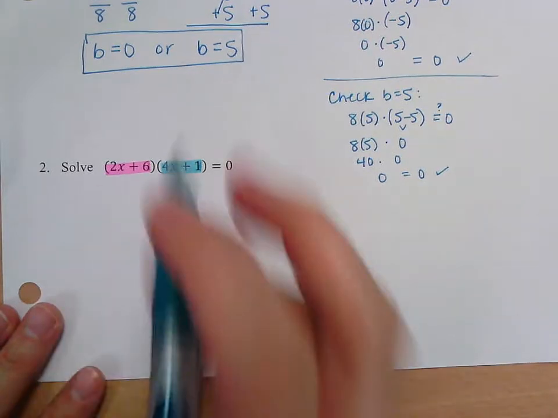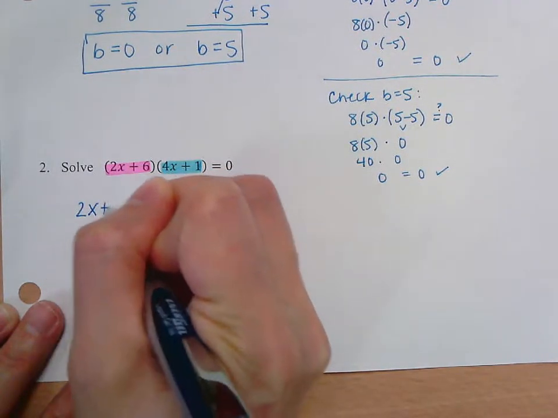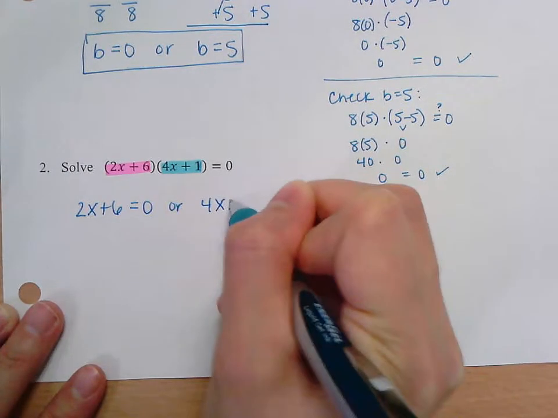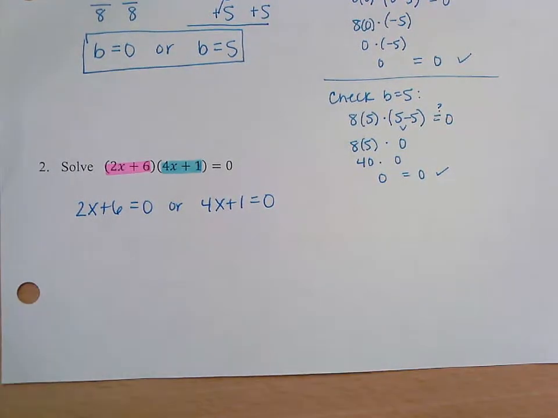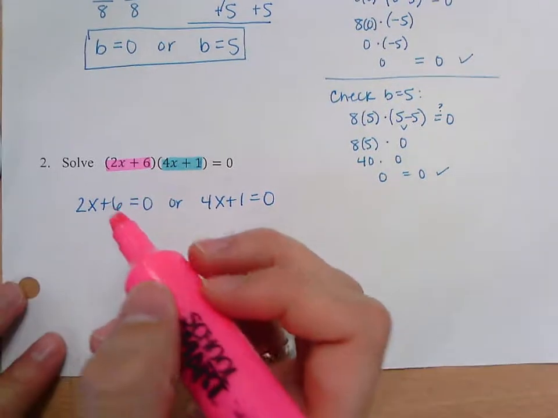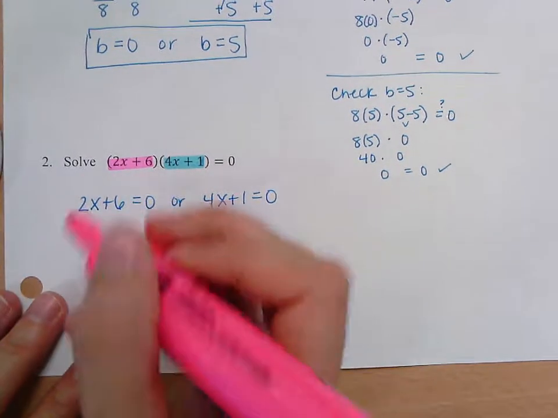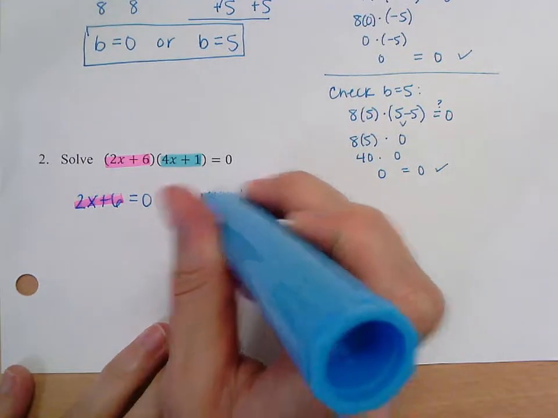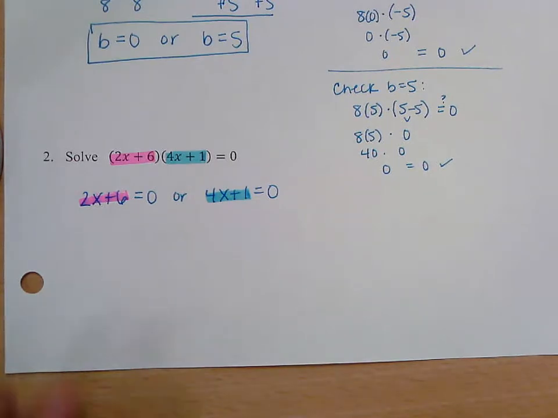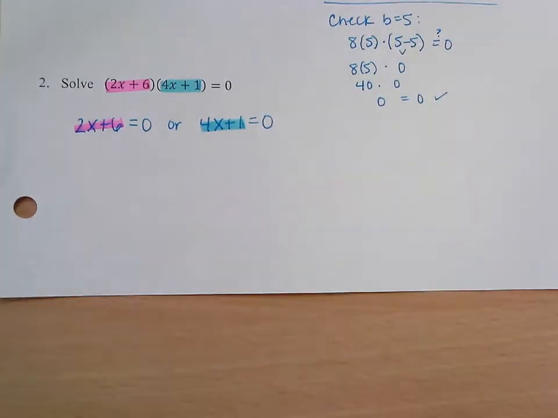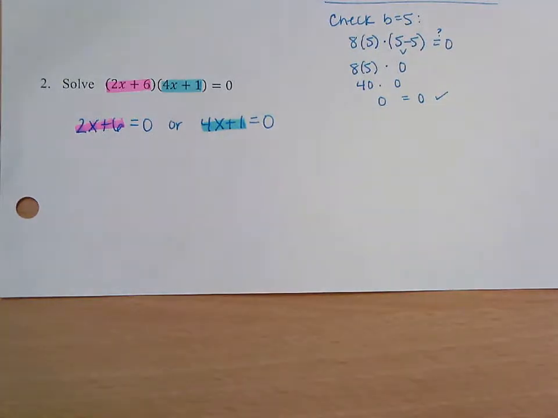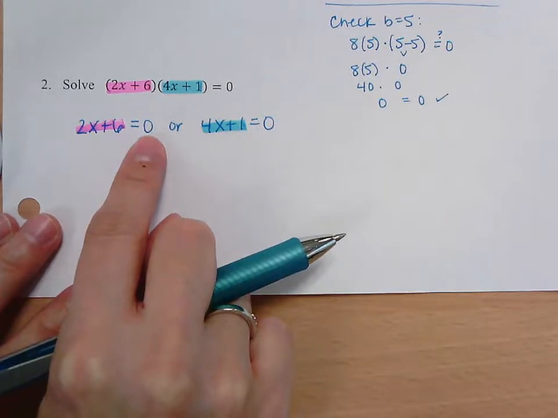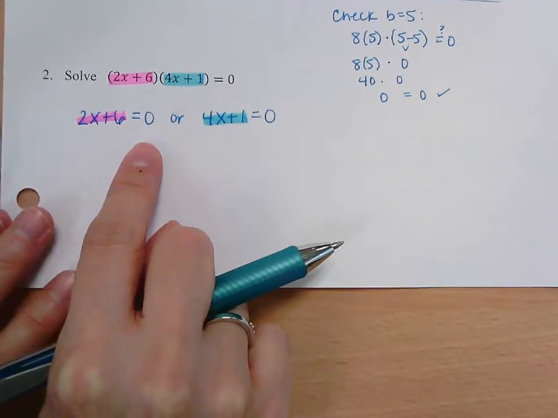Okay, so set up your two equations. So 2x plus 6 could equal 0, or 4x plus 1 could equal 0. Okay, and then you solve these two equations for x. So let's start with the first equation. How would I solve this for x? What would my first step be?